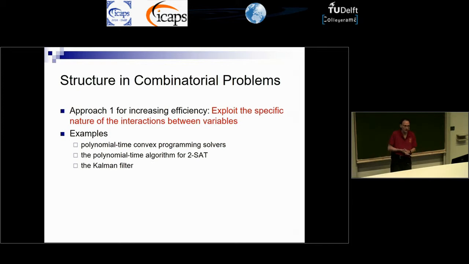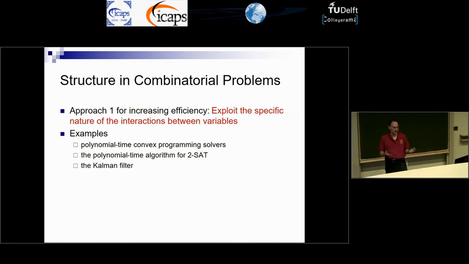So let's think about this. We have a combinatorial problem and we want to solve it, and so we need to exploit somehow the structure to do that efficiently. And there are basically sort of two classes of approaches. There's a strong approach here for increasing efficiency, and that is to exploit the specific nature of the interaction between the variables. So we know a bunch of examples. They're listed there: polynomial time convex programming solvers, the polynomial time algorithm for 2-SAT, the Kalman filter.